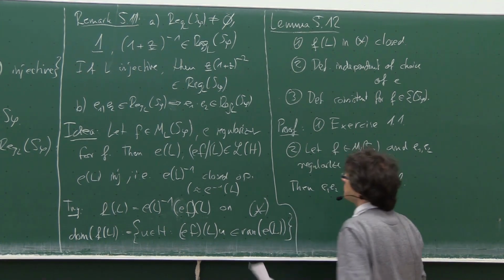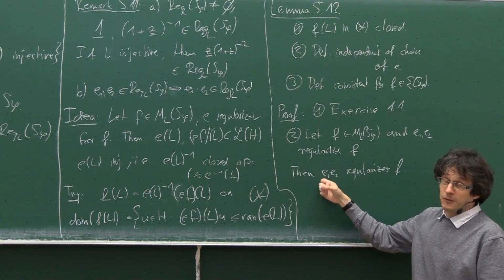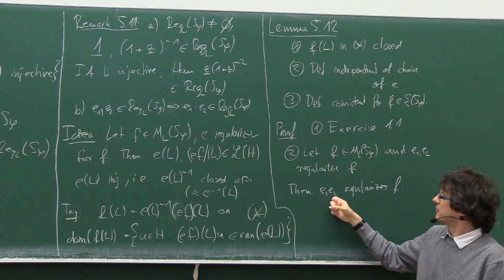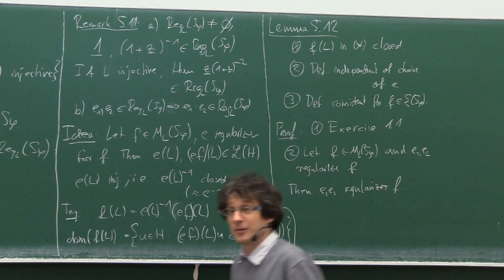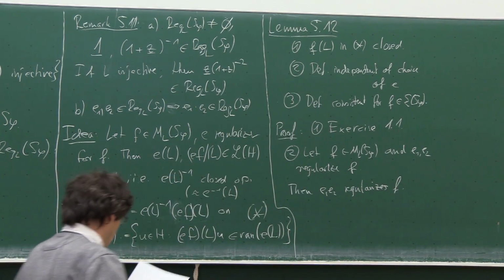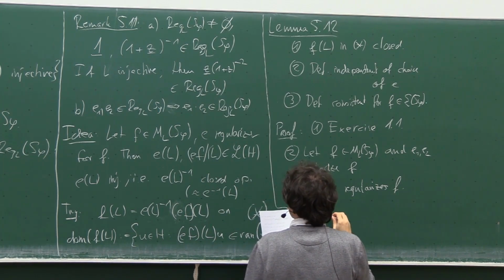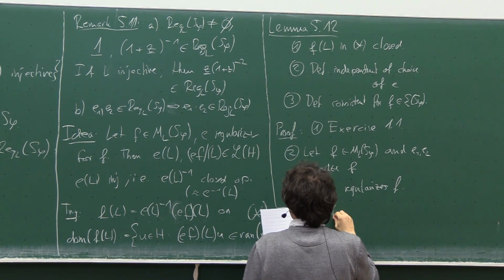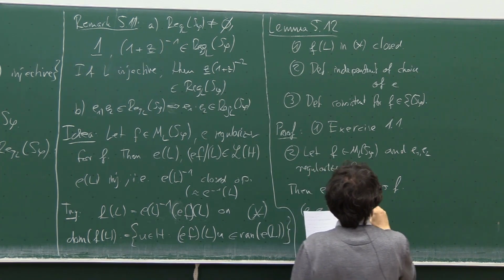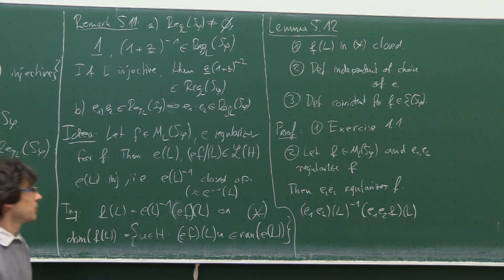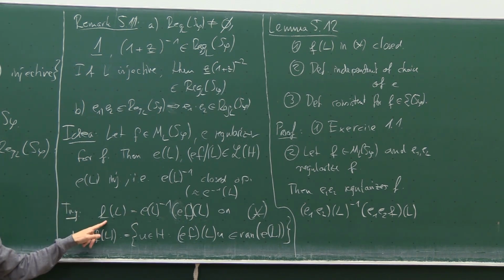And now the way will be to show that if you take E1 as a regularizer, or if you take E2 as a regularizer, you will get the same result as if you take the product. So the two must be the same. Okay, so let's start with the product. So what is E1E2 of L to the minus 1 applied to E1E2f of L? This is how you would define f of L if you take the product as a regularizer.